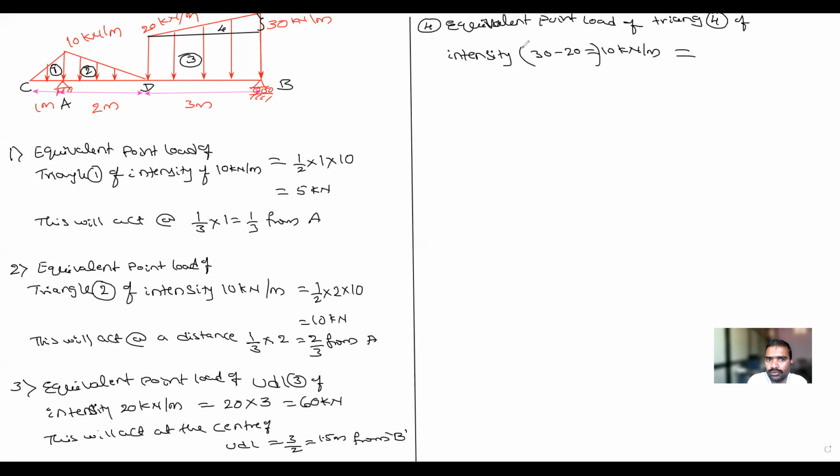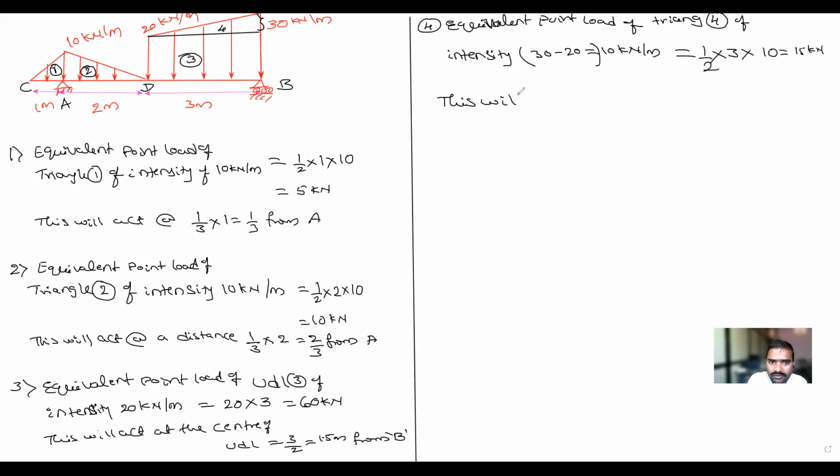So this is equal to the total point load. How to convert to the point load? Half of base into height. What is the base of the triangle? Triangle BD. BD is 3 meter, into 3 meter. What is the height of the triangle? Only consider the height of the triangle, don't consider the entire. 10 meter. That is equal to 15 kilonewton. Okay, this will act.